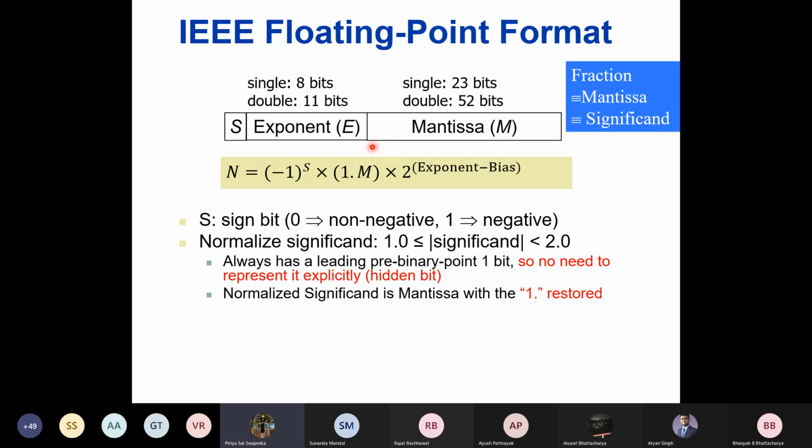Sir, 2 to the power something is always positive, no? No, but it said 2 to the power minus 3. I'm not talking about the sign of the number. I'm talking about the sign of the exponent. So, for example, 2 to the power 3 means you are multiplying by 2 to the power 3, and 2 to the power minus 3 means it becomes a fraction, less than 1, 1 by 2 cubed, right?